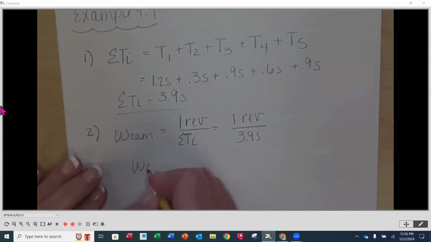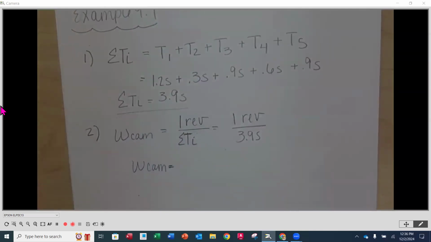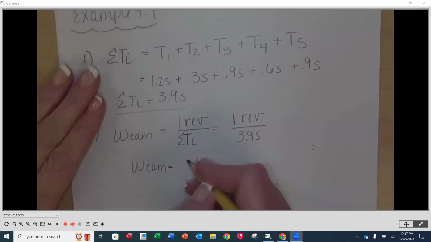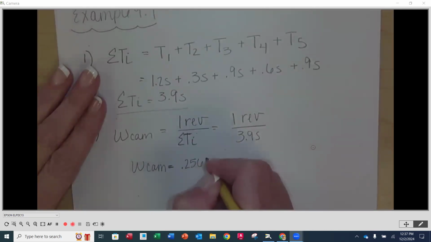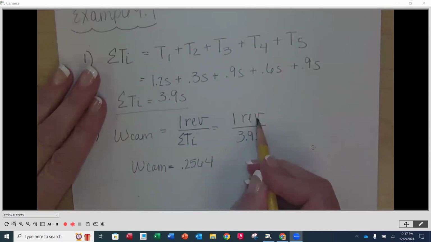So the W of my cam is going to be what? If I take 1 divided by 3.9. I'll pull out the chat box if anyone virtually would like to chime in. 0.2564, and that's going to be revolutions per second, right? Thank you for the confirmation, Ben. So that's going to be revolutions per second.